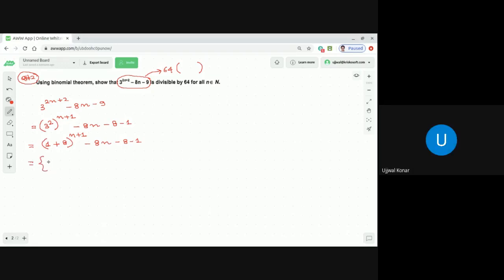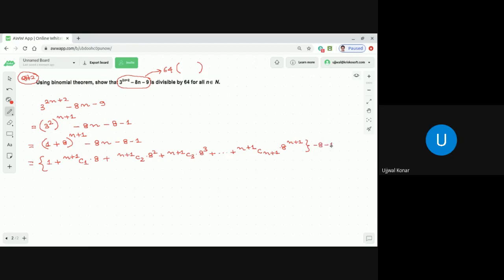So what should it be? First term will be n plus 1 c0, that is 1. Second term will be n plus 1 c1 into 8, plus n plus 1 c2 into 8 square, plus n plus 1 c3 into 8 cube, and so on. I am not writing all these because these are all multiples of 8 square. Anyway, the final term we will get is n plus 1 c n plus 1 into 8 to the power n plus 1. Correct or not, dear students?